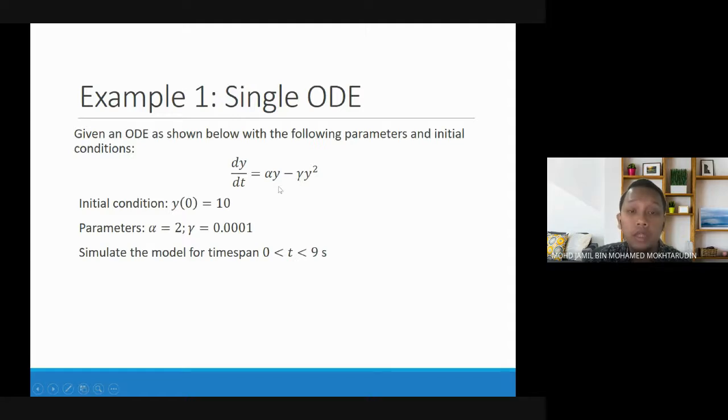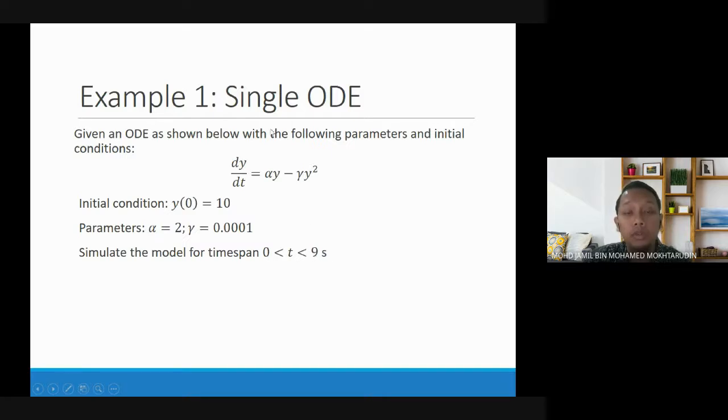Okay, so don't mix up the variable you want to solve, which is y, with alpha and gamma, which are the parameters. Usually alpha and gamma are given, and y is not given. So you need to find y by solving in Matlab or solving manually. Here the initial condition given is the value of y at time 0 equals 10. And then you want to solve the model for the time range from 0 until 9 seconds.